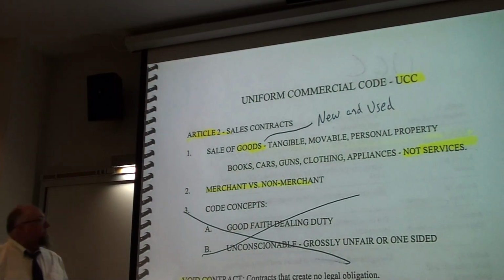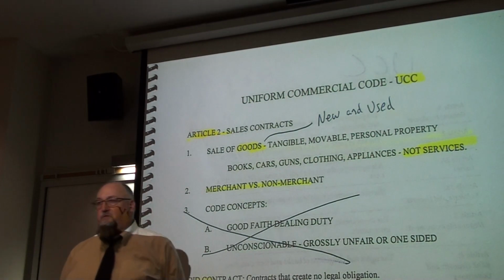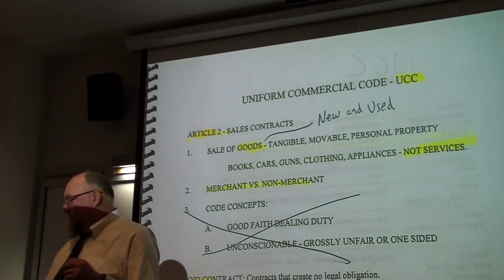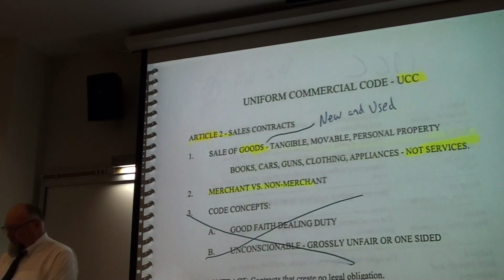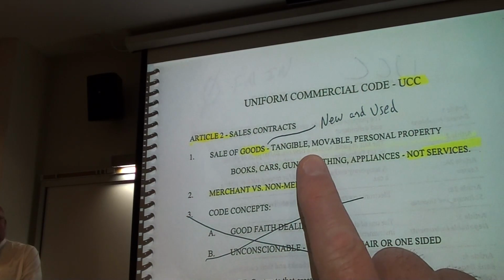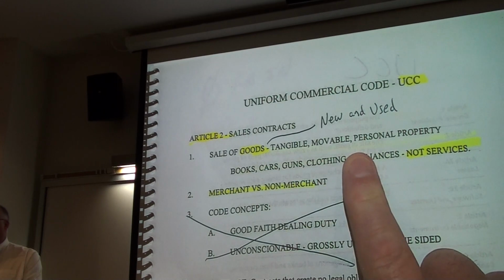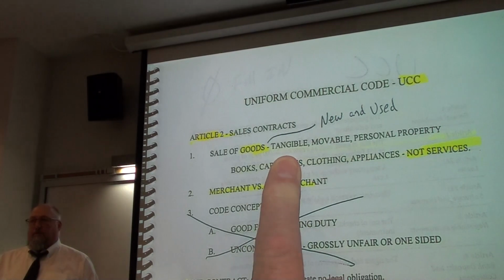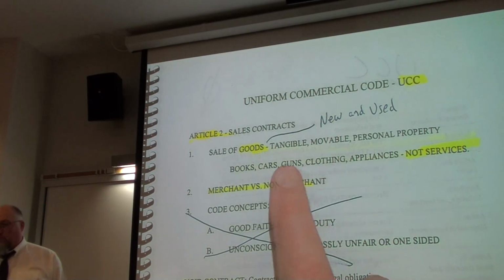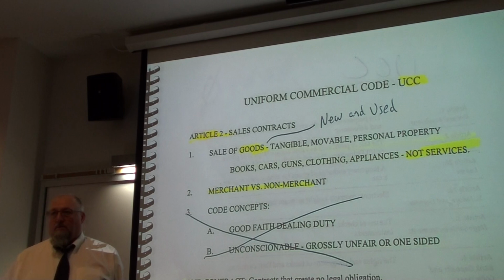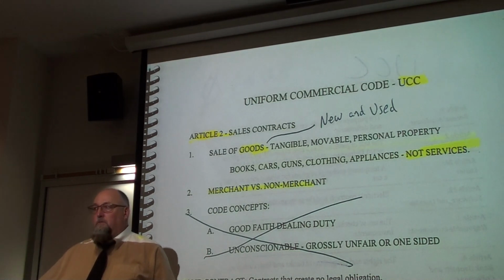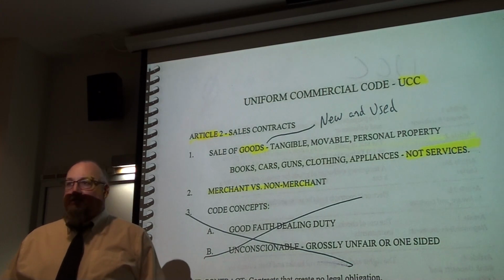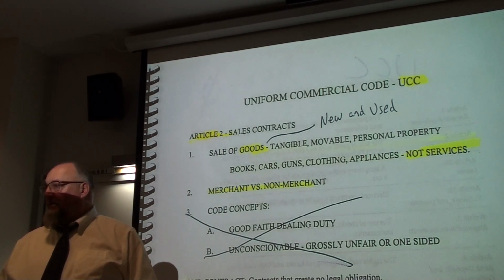All right, Article 2, sale of goods. So what is a good? A good is a tangible, movable item of what we call personal property. So tangible, let's start with that first word. What does the word tangible mean? It means you can touch it, right? That means it has physical existence. It is a real thing.